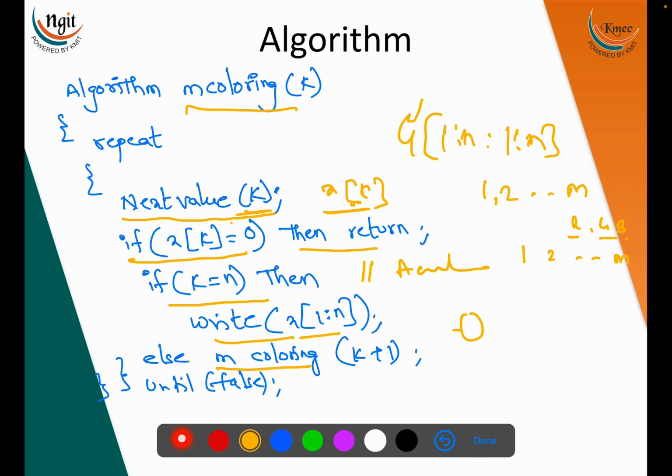So this is about graph coloring: where you will use it, why you will use it, and what the m coloring decision problem and optimization problem are, through a state space tree. Thank you all.